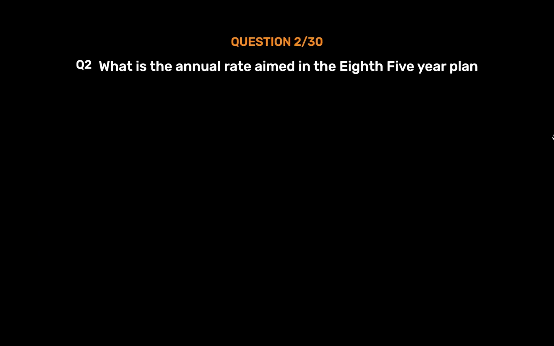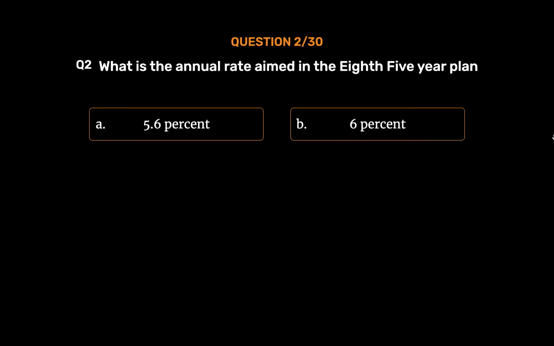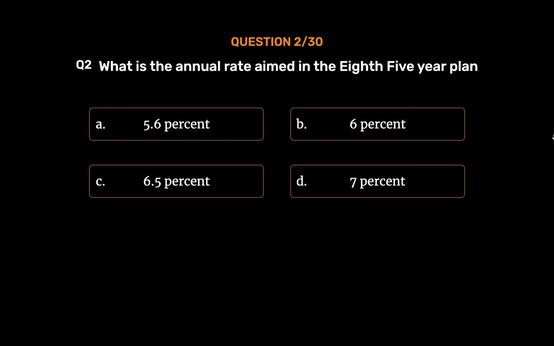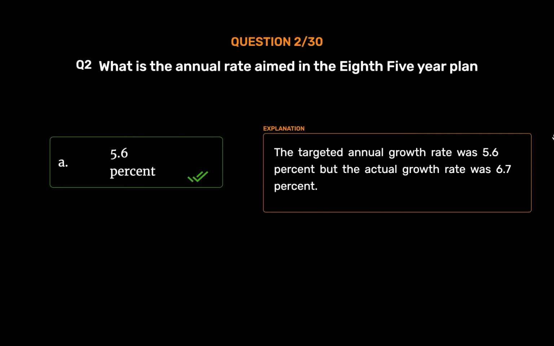Question number 2. What is the annual rate aimed in the Eighth 5-Year Plan? Option A. 5.6%. Option B. 6%. Option C. 6.5%. Option D. 7%. The correct answer is Option A. 5.6%. The targeted annual growth rate was 5.6%, but the actual growth rate was 6.7%.